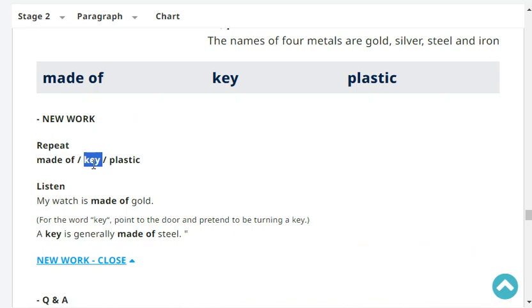Next, repeat: made of, key, plastic. Very good. Okay, listen. My watch is made of steel. A key is generally made of steel.